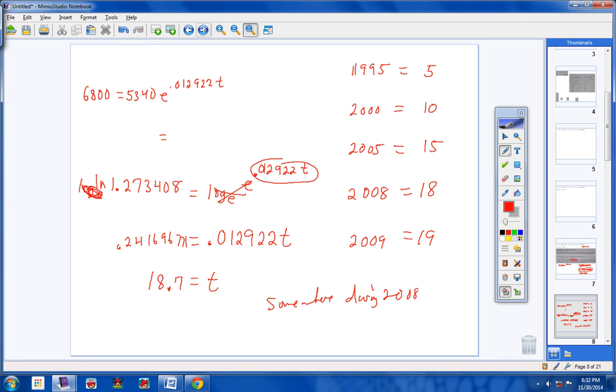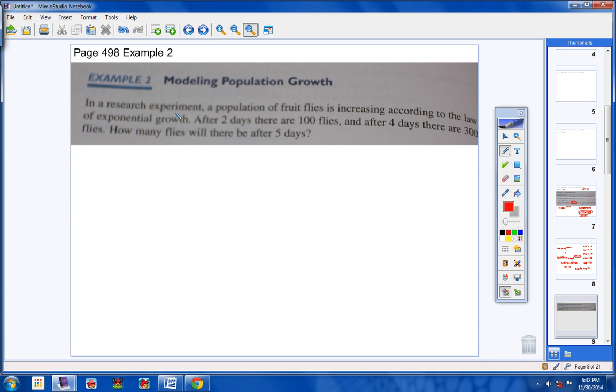Moving on. We have 4 more word problems to do today, okay? Here we go. In your notes, go ahead and write down page 498, example number 2. In a research experiment, a population of fruit flies is increasing according to the law of, look guys, exponential growth. After 2 days, there's 100 flies. After 4 days, there's 300 flies. How many flies will there be after 5 days?